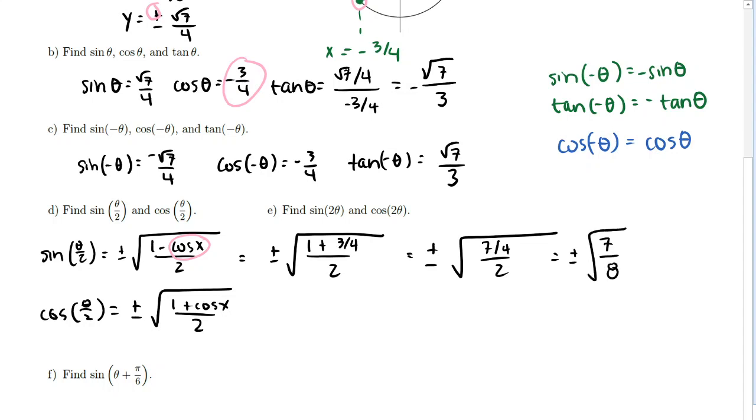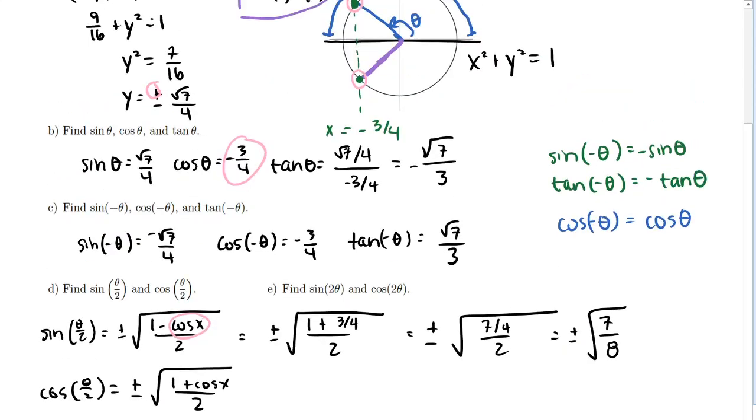And so here, I'm not going to make you go through so much of the motions of simplifying this right now, just to save us some time. Let's just leave it as the square root of 7 over 8. But one thing we do have to do is decide whether we've got a plus or a minus here.